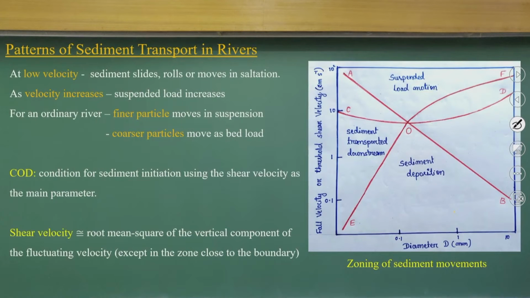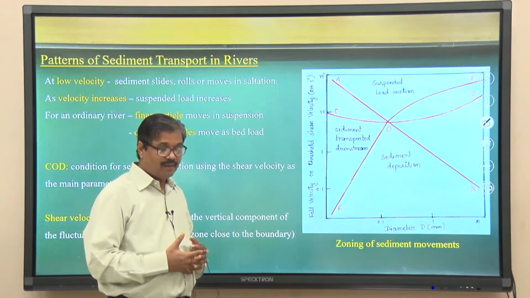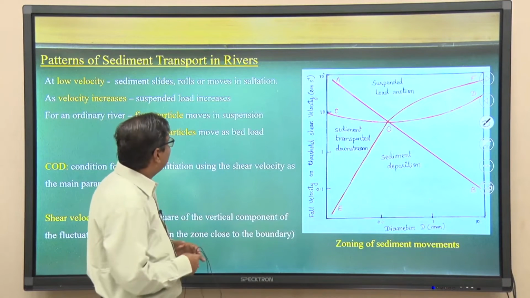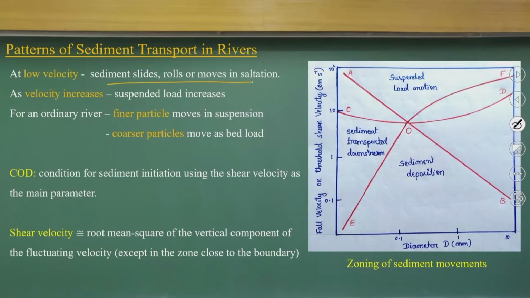Now, if you look at what types of patterns of sediment transport happen in a river, at low velocities the sediment slides and rolls, just at the initial stage, with a very low velocity and very low stream power.